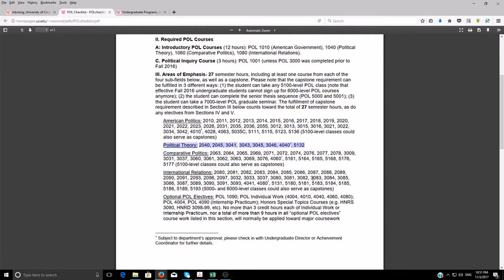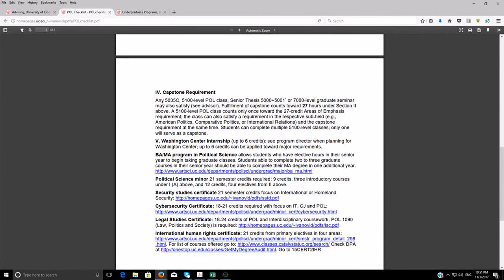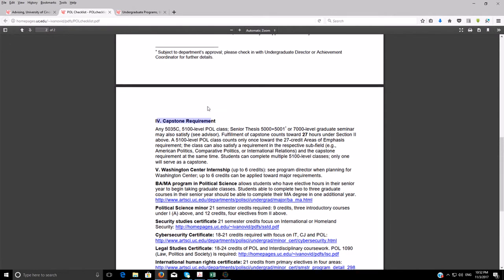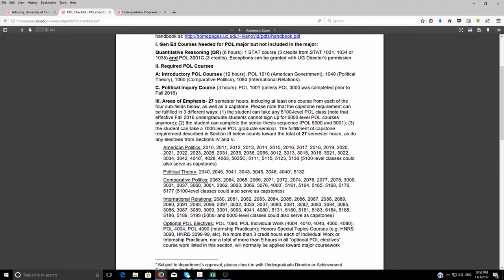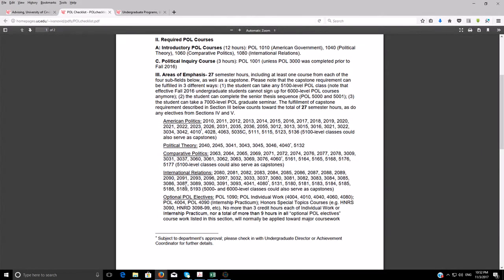In addition to those 9 courses across the 4 subfields, students are also required to fulfill the capstone requirement. The capstone requirement usually involves a political science course at 5000 level, 5035C or any 5100 level, a senior thesis, or a 7000 level graduate seminar in political science. The capstone coursework also counts toward the 27 credit hours in the area of emphasis. The capstone will also fulfill one of the 4 subfields or area of emphasis courses.